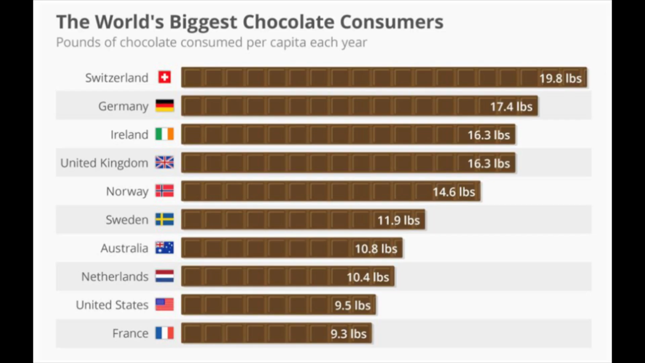The following graph gives information about pounds of chocolate consumed per capita in countries each year. The items include Switzerland, Germany, Ireland, Norway, etc. According to this graph, in Sweden, the value is 11.9, and that of Australia is lower, which is around 10.8. You can see from this graph that the highest value is in Switzerland, which is 19.8.